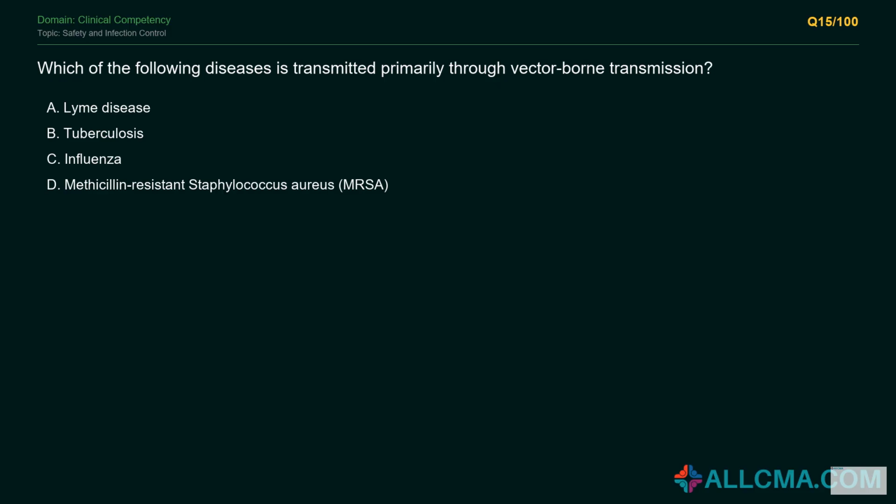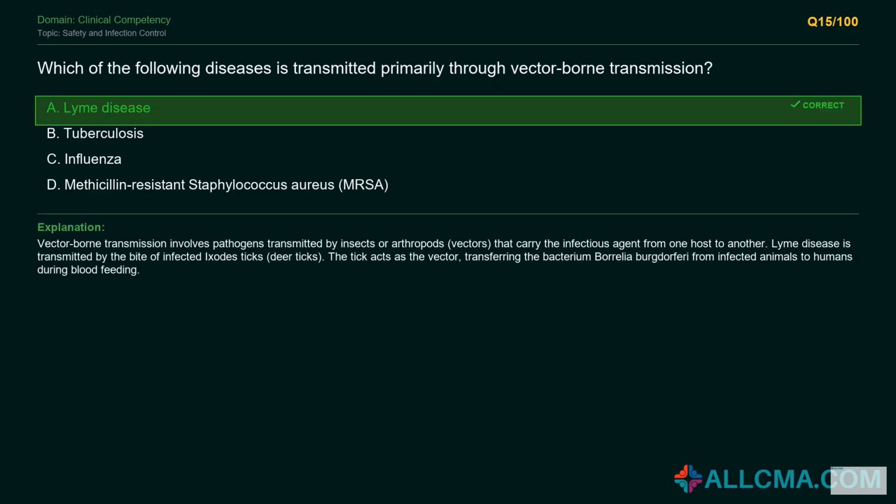Question 15. Which of the following diseases is transmitted primarily through vector-borne transmission? Option A. Lyme disease. Option B. Tuberculosis. Option C. Influenza. Option D. Methicillin-resistant Staphylococcus aureus, MRSA. The correct answer is A.